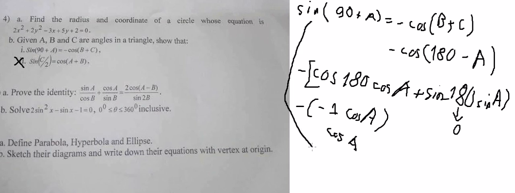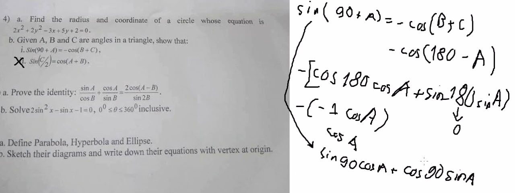About this one, we can put sine 90 cosine A plus cosine 90 sine A. So this one you got 0, this one you got 1, and on the left you change to cosine A. And you can see that on the right you got cosine A, on the left you got cosine A. So this is correct.